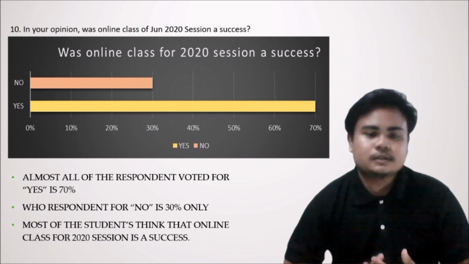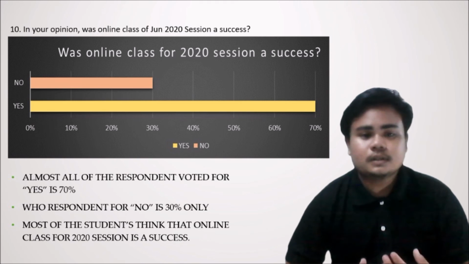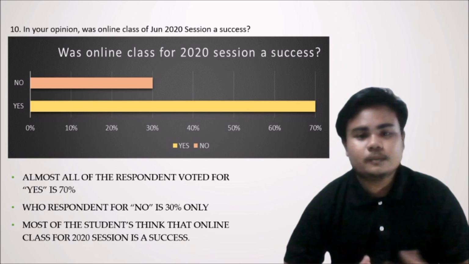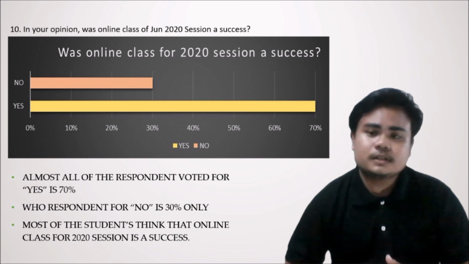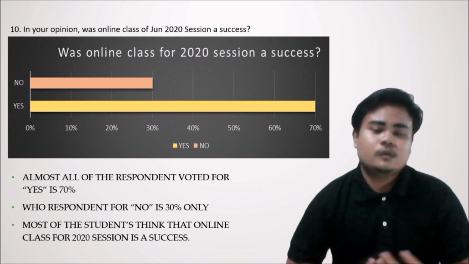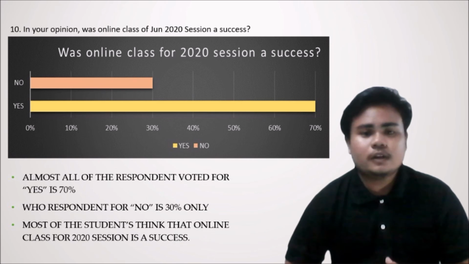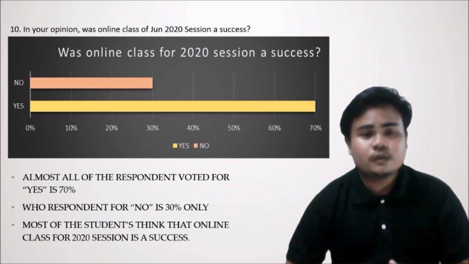Meanwhile, only a small number of respondents said no. The answer may be that they had some problems due to possible internet issues that made them feel learning online is very difficult. For the conclusion, I can explain that the probability of online class learning being successful is a ratio of 7 to 3, or 70% of the respondents.